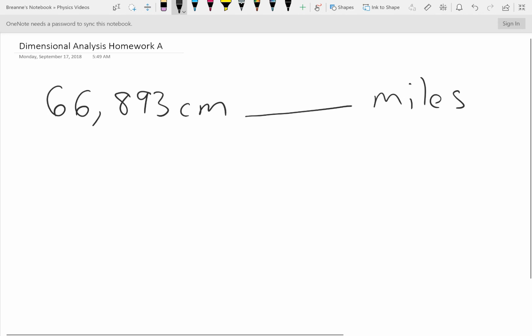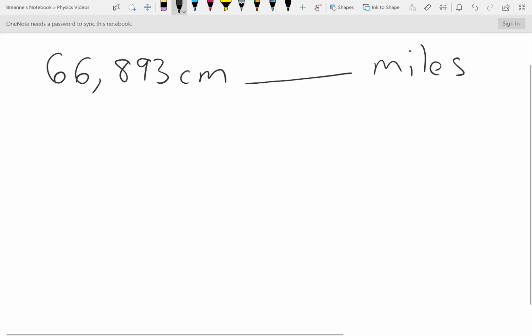Now, we do need to have our chicken duck handy, because we need to figure out: can we go directly from centimeters to miles, or is there a way we need to do a step in between? I'll give you a hint. We need to do a step in between.